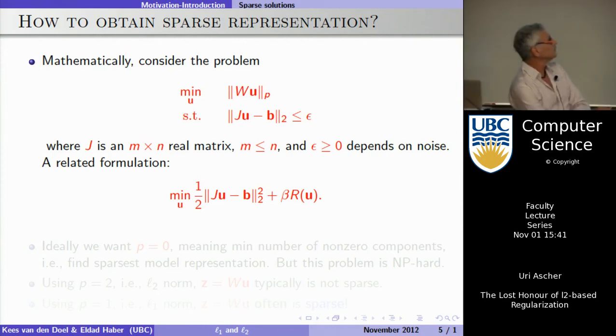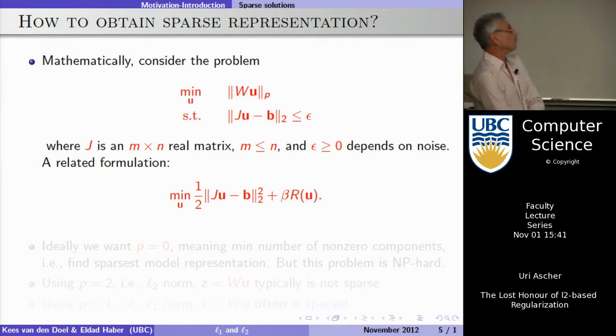Okay. And in fact, if you use some Lagrange multipliers, this formulation can be related to this formulation, where you have the same data fitting term here in the two norm, it doesn't matter. What matters is what the P is here, and that relates to some regularization functional R of U, the same guy here, with the coefficient beta here and epsilon here. This is called a Tikhonov regularization problem. Okay, so the question is, what is P?